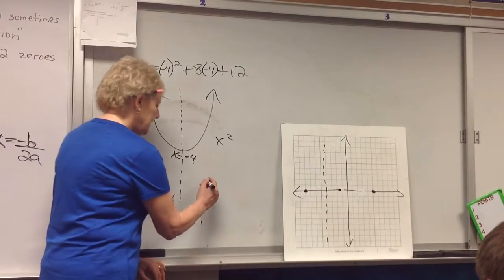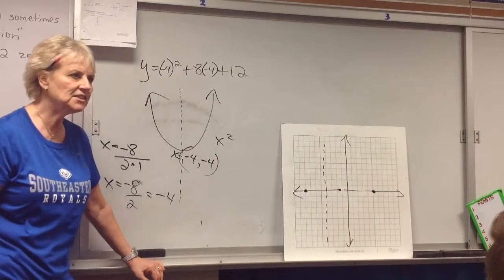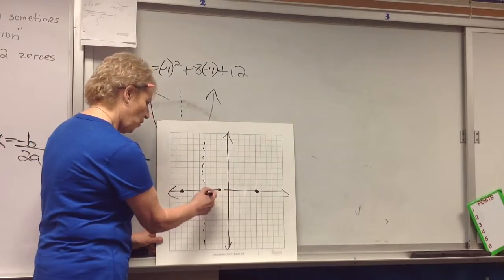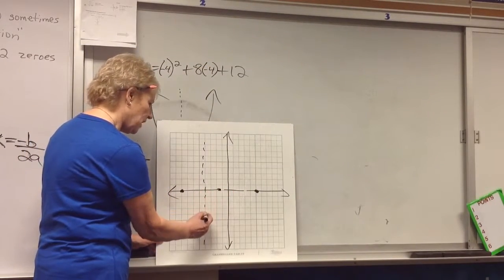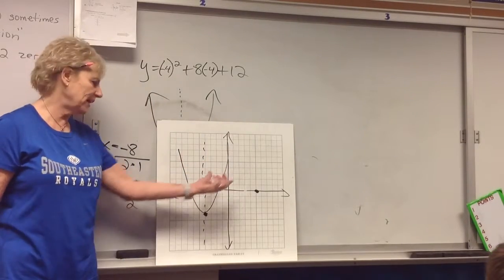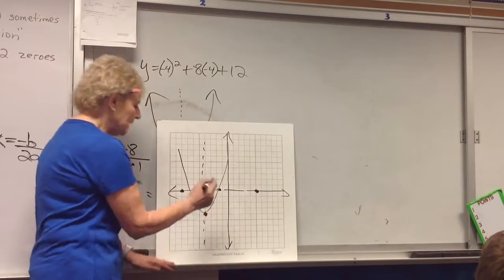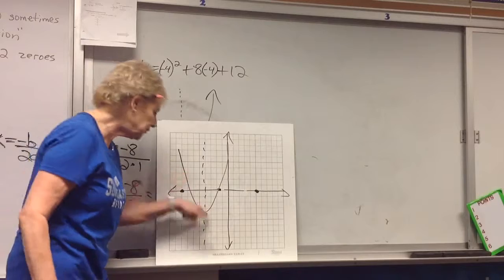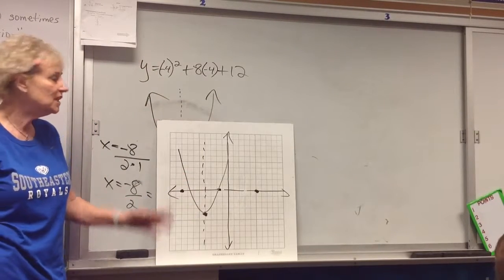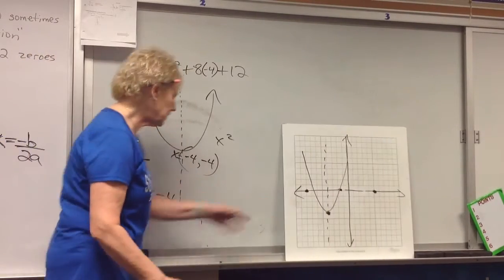So, -4 is my vertex. So, -4, -4. My parabola goes like that. Well, I don't know where it goes. I don't know how wide it is yet. I don't know anything. But I do know that it goes up, and I do know the vertex. And that's all I want you to be able to do today. I'm not going to push you so that you don't understand what's going on. Okay, let's do another one.